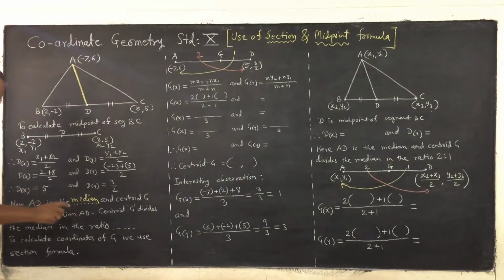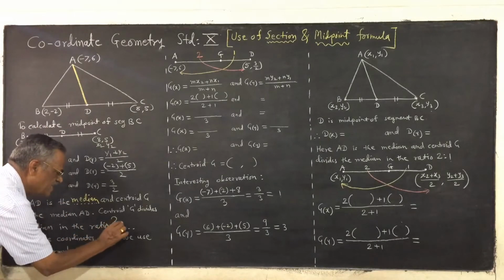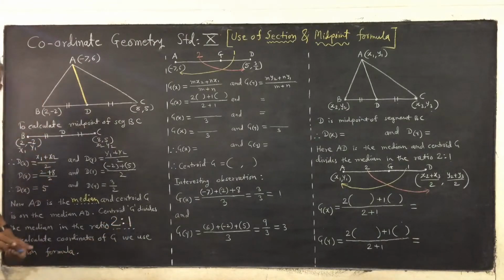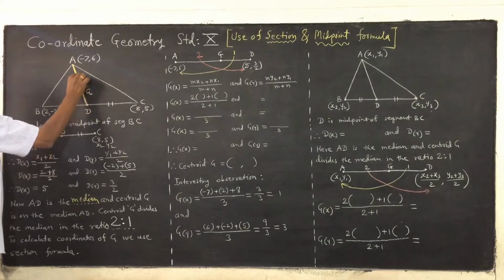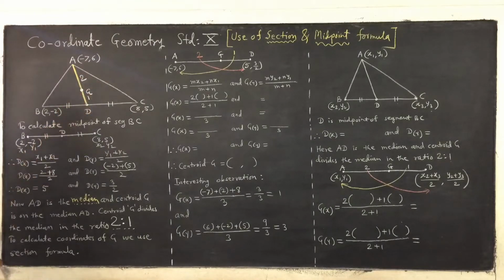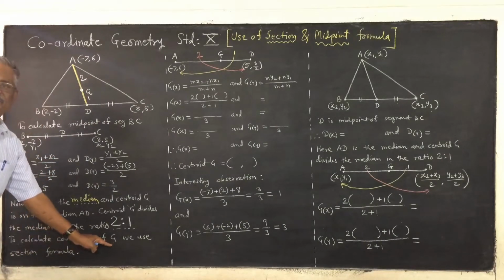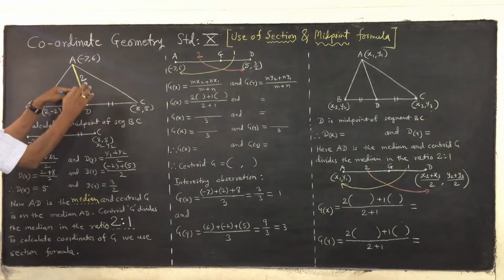Remember the property of G. What is the property of G there? G divides the median in the ratio, remember that very important property, 2:1. G divides the median in the ratio 2:1. So you can see that if this is G, this is 2:1. G is the centroid. All medians are concurrent. Remember that property. Now, next point, we have to calculate the coordinates of G there.